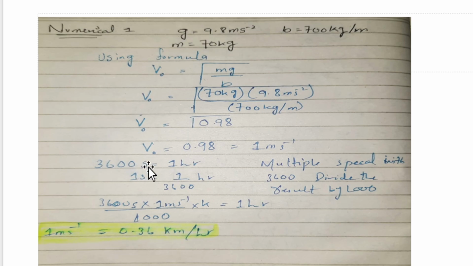You can see that 1 hour is equal to 3600 seconds. In order to get the value, we multiply the speed by 3600 and divide the result by 1000, and so you will get this term, 0.36 kilometer per hour. So 1 meter per second is exactly equal to 0.36 kilometer per hour. This is the velocity, which is equal to this term.